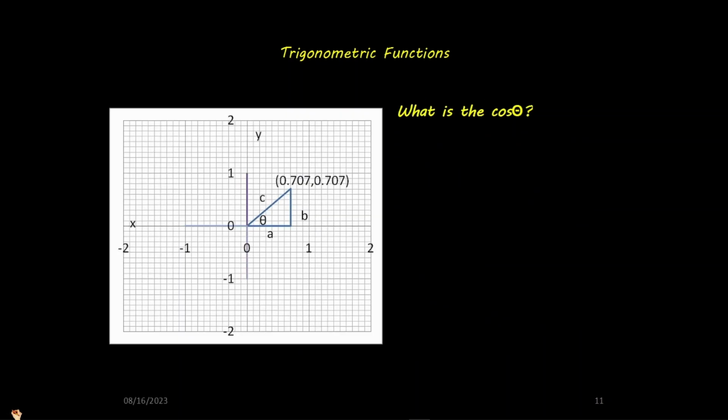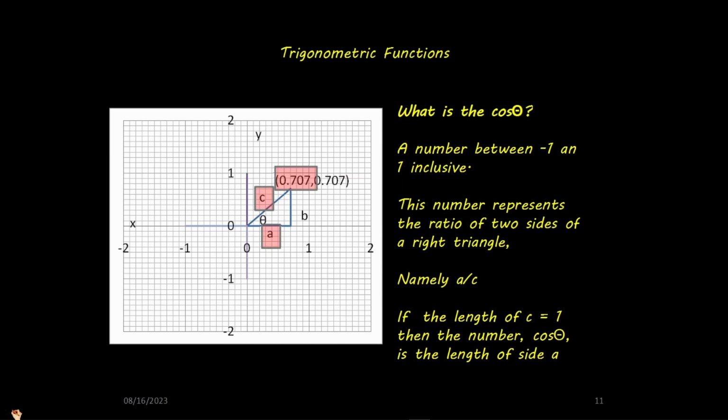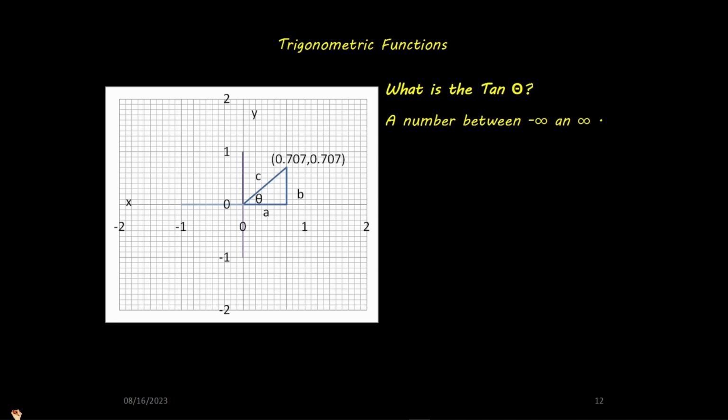What is the cosine of an angle theta? It is a number between -1 and 1, inclusive. This number represents the ratio of two sides of a right triangle, namely side A divided by side C. If the length of side C is equal to 1, then the number, cosine of theta, is the length of side A. Whenever you see the symbol cosine of theta, you should think, number.